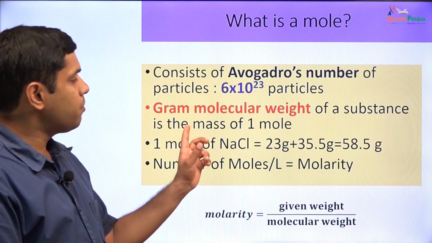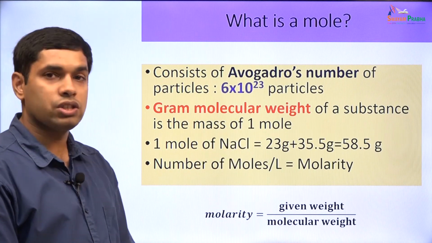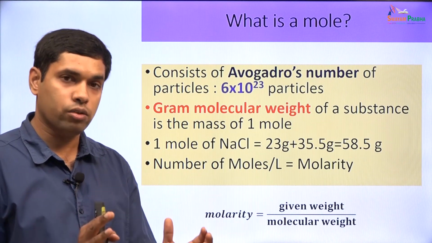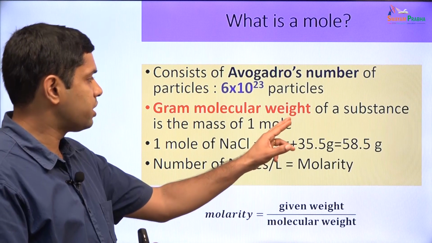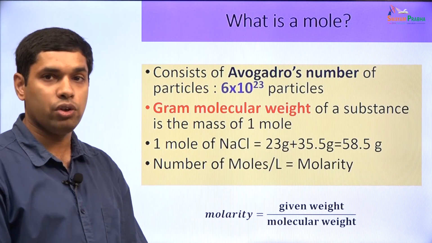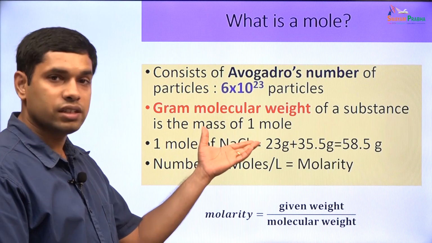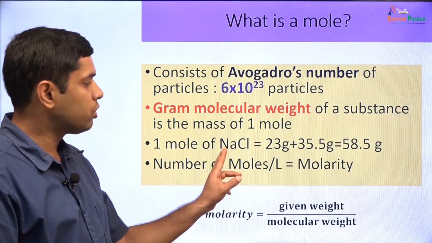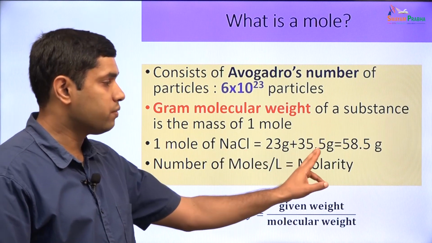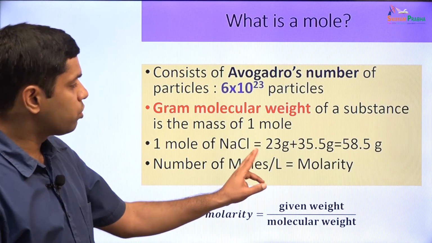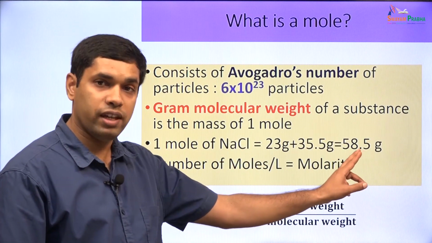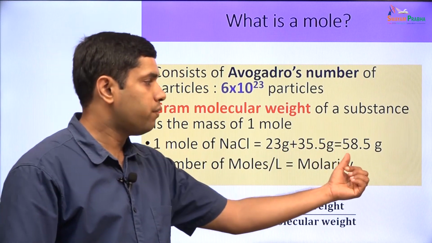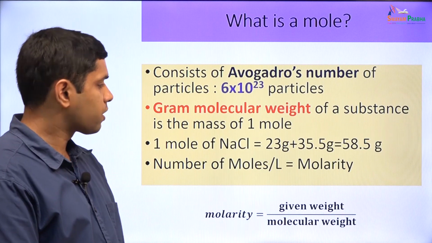Now, the gram molecular weight of a substance is the mass of 1 mole. So, if you look at the mass of a mole of a particular compound and you express that in grams, that will be the gram molecular weight, or the molecular weight expressed in grams. For example, if you take sodium chloride, we know the molecular weight of sodium is 23, chloride is 35.5. So, the molecular weight of NaCl will be 58.5, and if you take 1 mole of sodium chloride, it will have a weight of 58.5 grams.